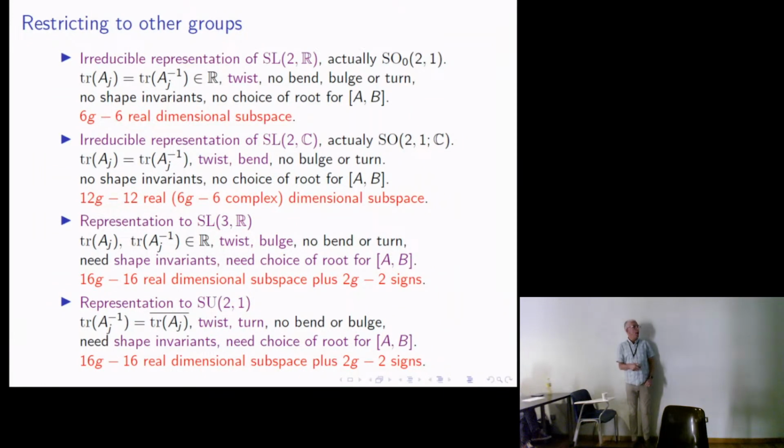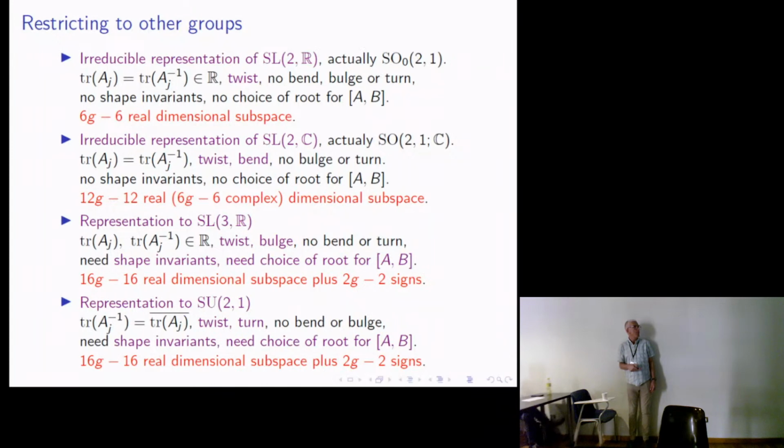Now for SL3R, the traces are both real, but they're independent from each other, so that's a different equation in my parameter space. I have twist and bulge parameters. These are both real parameters, but I have no bend and no turn. I do need shape invariance. Goldman has slightly different parameters here. They were symmetrized by Zhang, but they are slightly different from the parameters I have, and I can write a way of getting from one to the other. And I do need a choice of a root for this commutator equation. So I now get a 16g minus 16 real dimensional subspace.